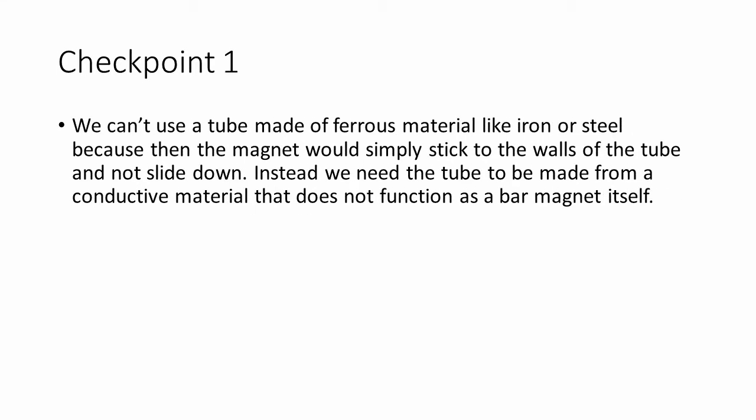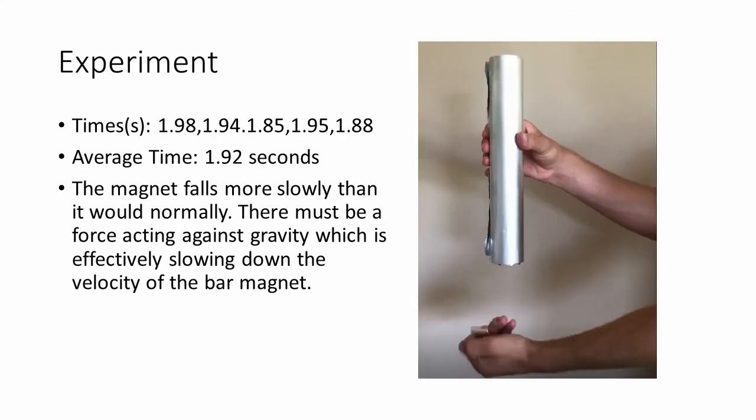The first checkpoint asks why we can't use a ferrous material like iron or steel, and this would not work because then the magnet would simply stick to the walls of the tube and not slide down. So we need the aluminum tube, which is a conductive material, but it itself does not function as a bar magnet. For conducting the experiment, I found an average time of 1.92 seconds that it took for the bar magnet to fall through the tube.